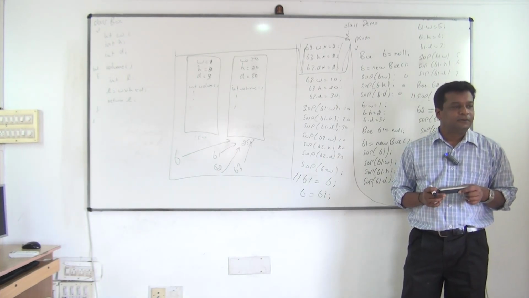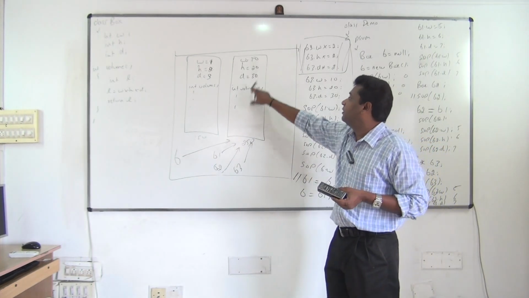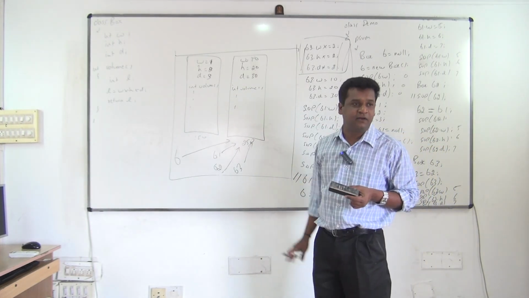b.h will print... b.w 10, b.h 20, b.d 30. Like that it will print. Are you clear with this?